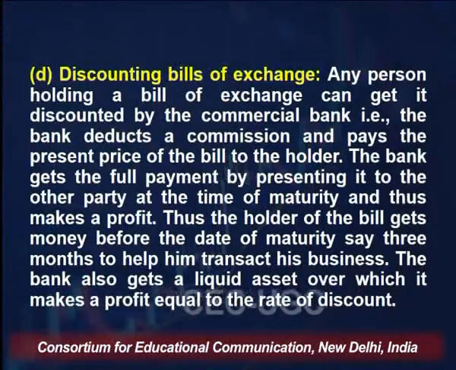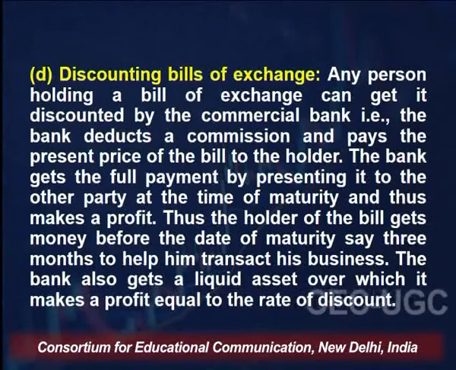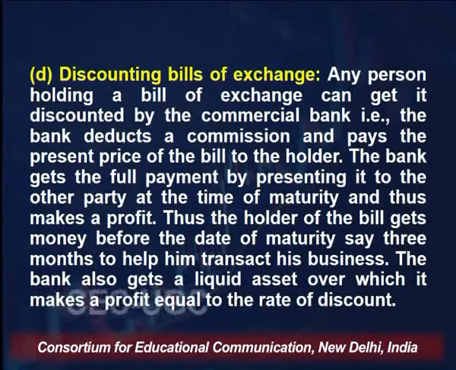Then another type is discounting bills of exchange. So any person holding a bill of exchange can get it discounted by the commercial bank. That is, the bank deducts a commission and pays the present price of the bill to the holder of this bill of exchange. The bank gets the full payment by presenting it to the other party at the time of maturity, and thus makes a profit. And therefore the holder of the bill gets money before the date of maturity, say like 3 months before, to help him transact his businesses.